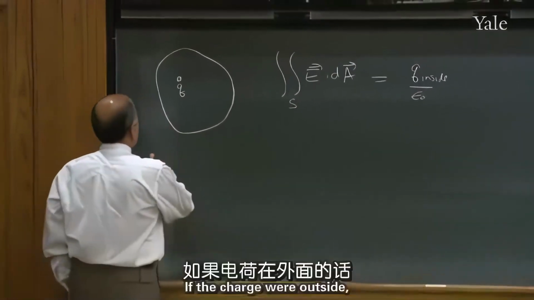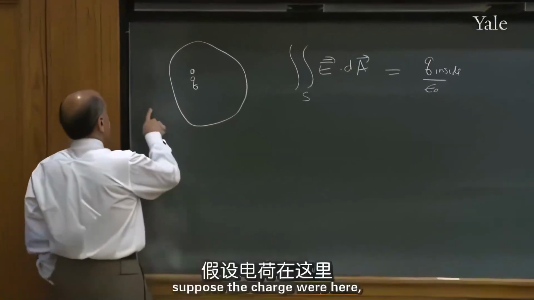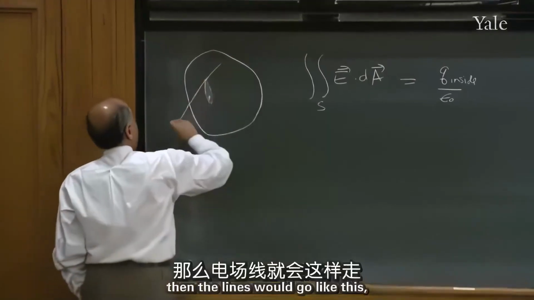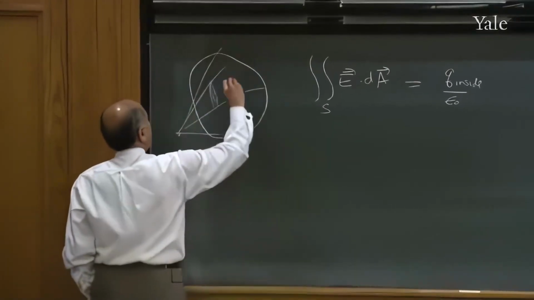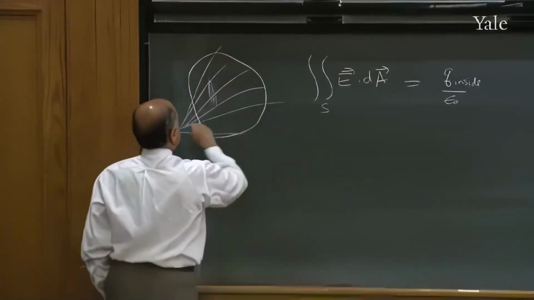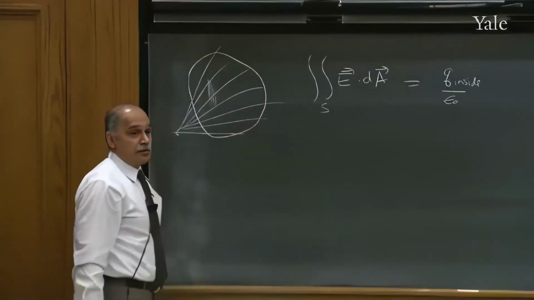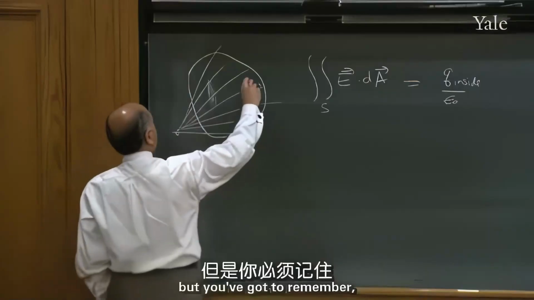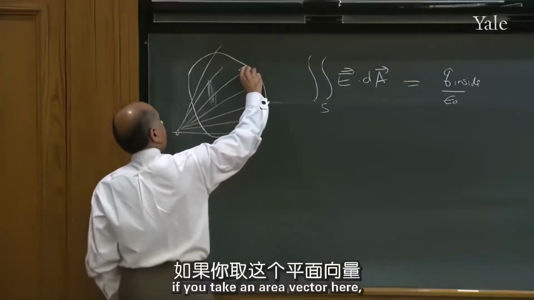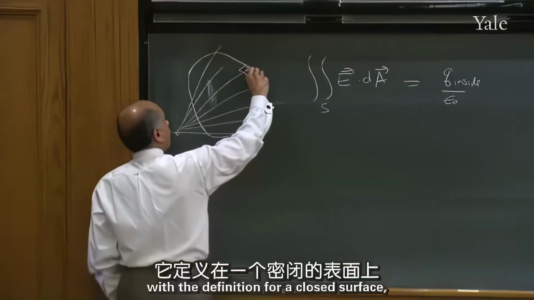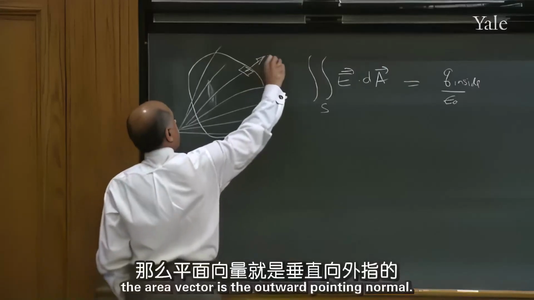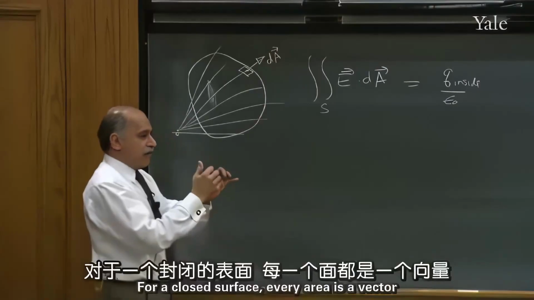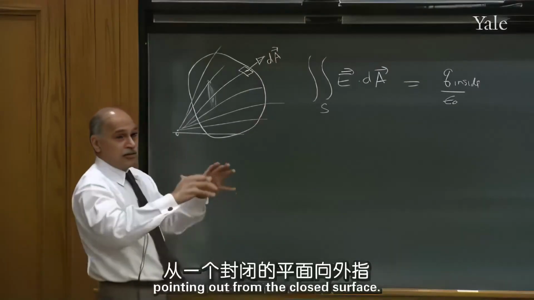If the charge were outside, suppose this charge were here, then the lines would go like this, and the total number leaving the surface will actually be 0. You might say, how is that? I see all these lines penetrating the surface, but you've got to remember, if I take an area vector here, with the definition for a closed surface, the area vector is the outward pointing normal. For a closed surface, every area has a vector pointing out from the closed surface.